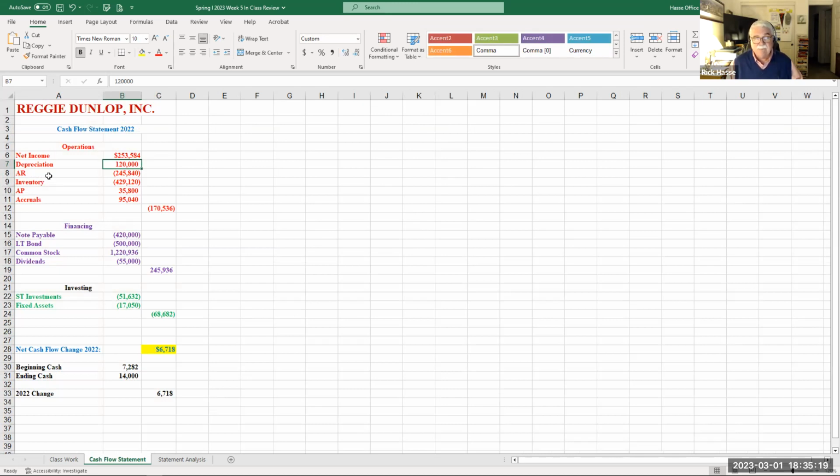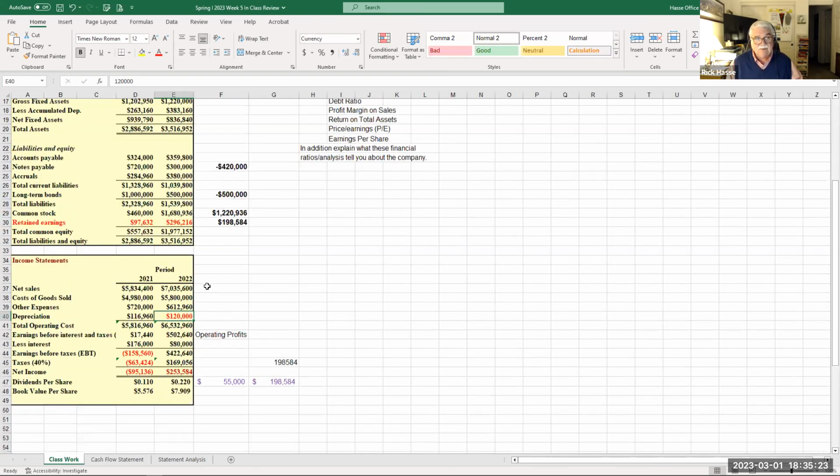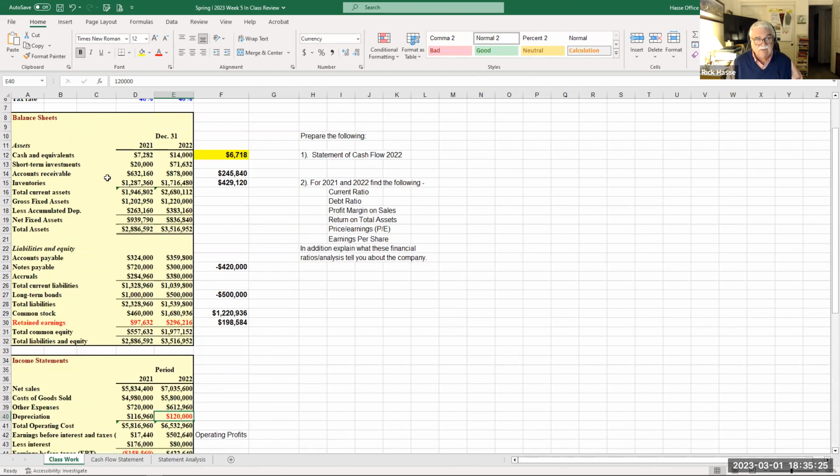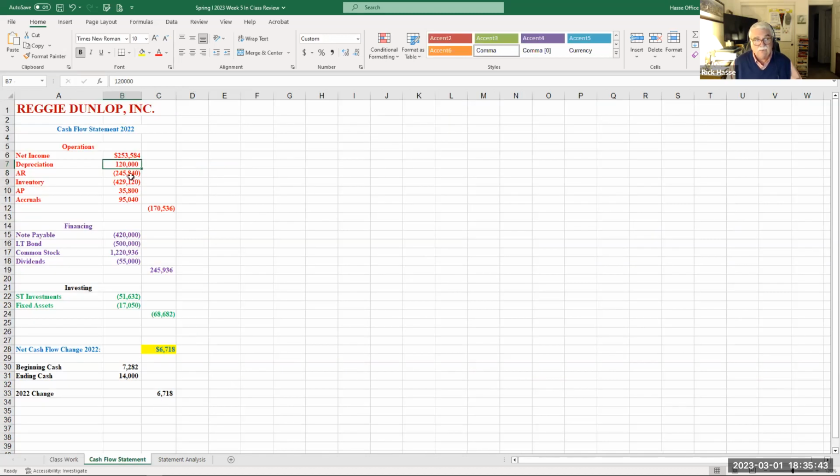Look at the current operating assets, receivable and inventory. On the balance sheet, notice accounts receivable has increased by $245,840. Inventories has increased from 2021 to 2022, $429,120. And notice on our cash flow statement, those two amounts are in negative numbers. That's negative cash flow. In other words, money going out of the business.